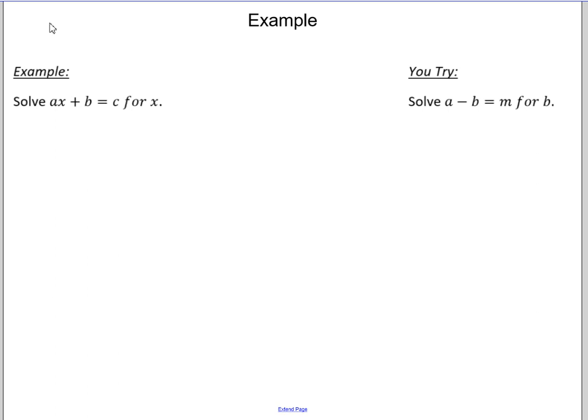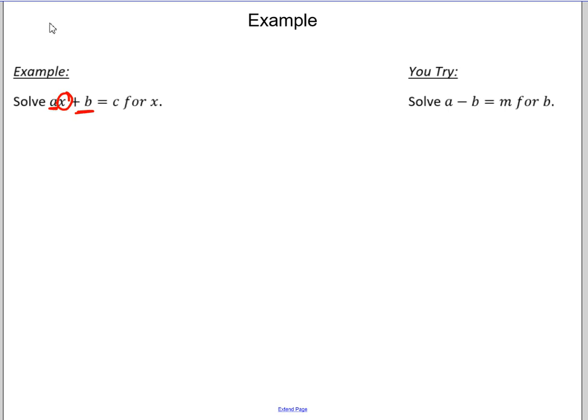So we're going to solve ax plus b is equal to c for x. We're solving that for x. So we want to get x by itself, right? In order to get x by itself, I need to get rid of the a, I need to get rid of the plus b. Now the a, this means a times x, right? And then plus b. So which one do I get rid of first?